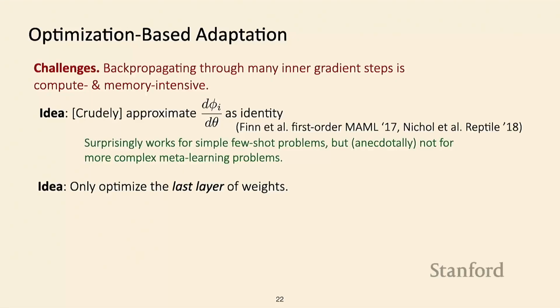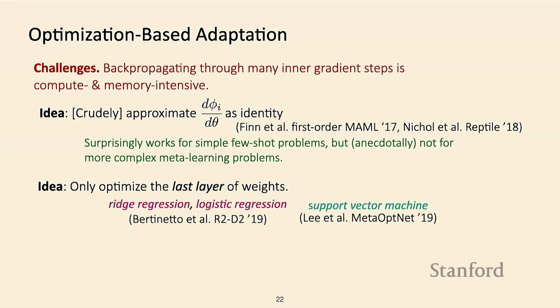Another thing you can do, if you don't want to backpropagate through many integrating steps of the whole network, is to only optimize the last layer of weights. This can actually be very cheap. There are a number of papers that have done this and get quite strong results. In some of these cases, you can compute the last layer in closed form, and that has a number of benefits. This works especially well in image settings, where learning features are a big part of the problem.